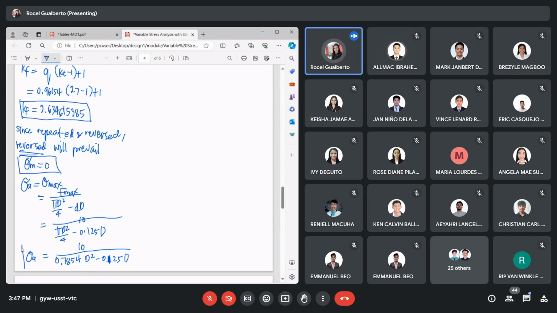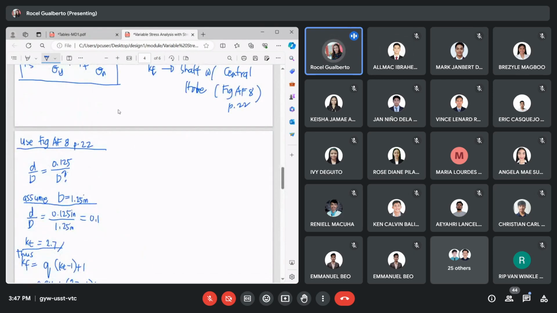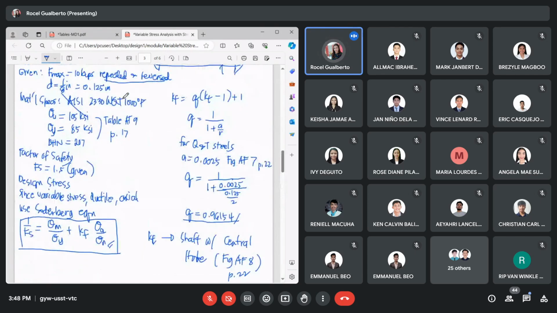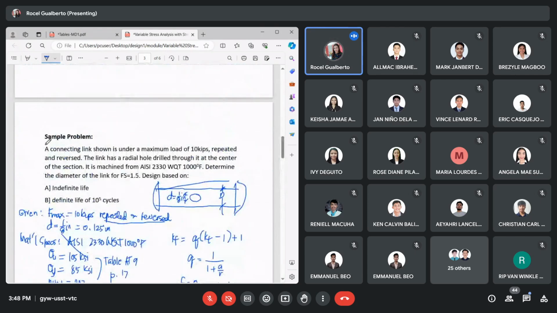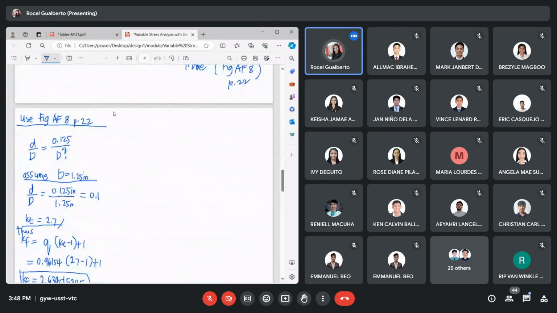So, i-box po ulit natin lahat ng isa-substitute natin to the Soderberg. Ano na lang po ang kulang? Sigma N. Yun pong sigma N natin, this is dependent on the life. Ito pong ating problem, naka-define naman po A and B on what basis ang gagamitin natin. So, dun muna po tayo sa letter A, indefinite life po.